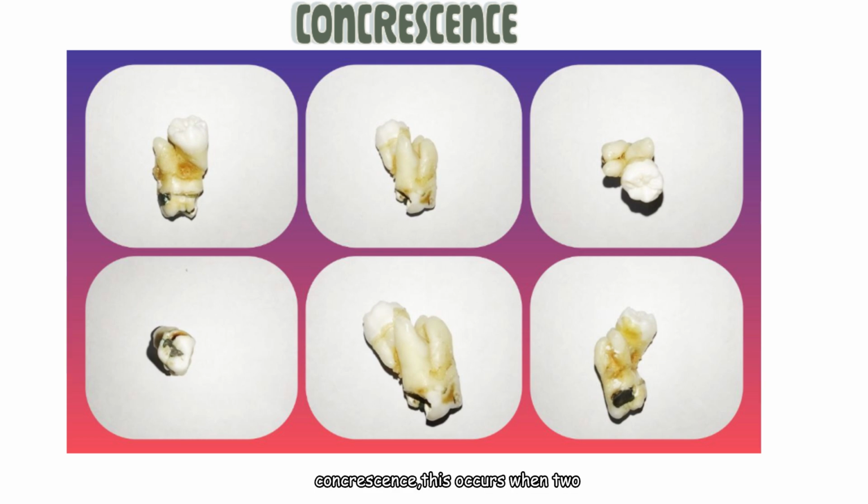Concrescence. This occurs when two adjacent teeth become fused at the cementum of their roots. It can be caused by trauma or crowding during tooth development. While concrescence may not always cause problems, it can complicate dental procedures like extractions, potentially requiring surgical separation of the teeth.